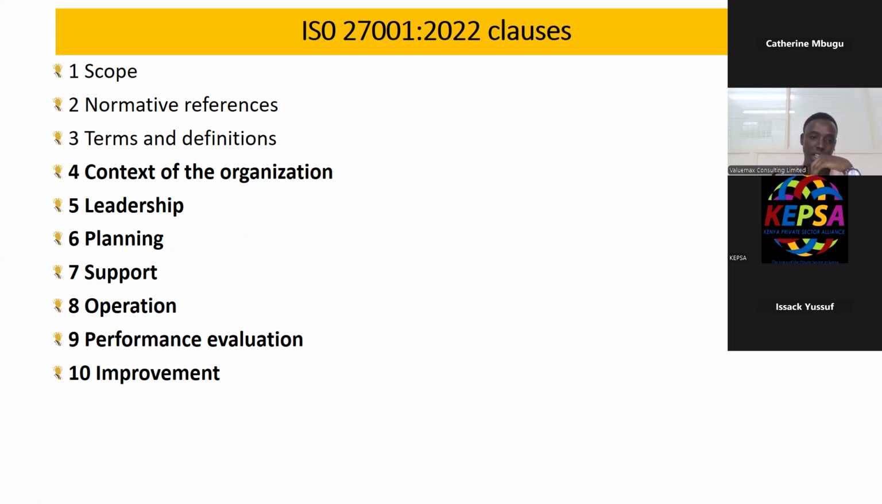Unajua ni risk gani inaweza affect this activity. Na planning lazima ujue the objectives. What are the objectives of the information security management system? We don't want just to be implementing something that will not be of use to us. So we have to set the information security objectives, and we have to identify the risks.